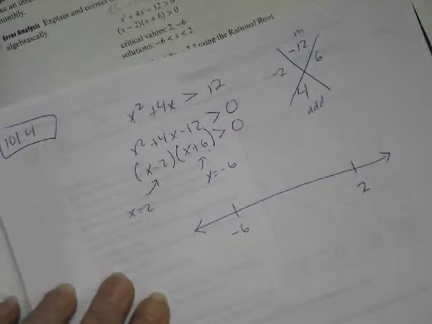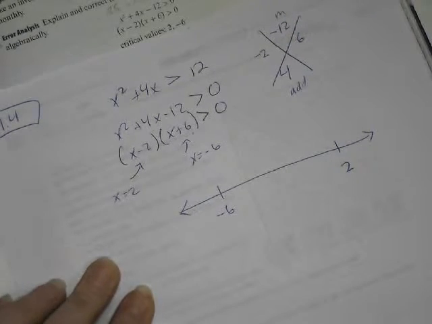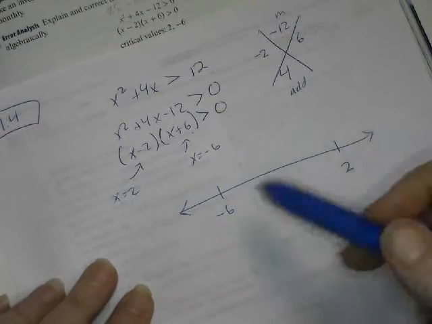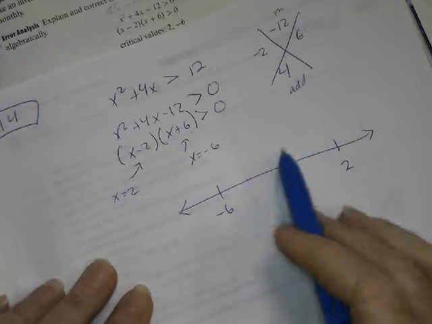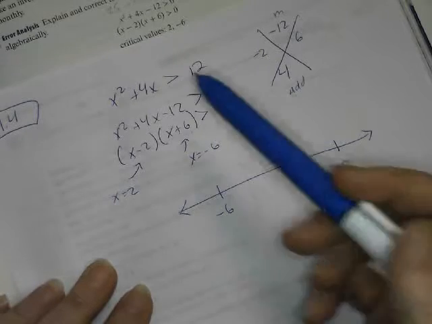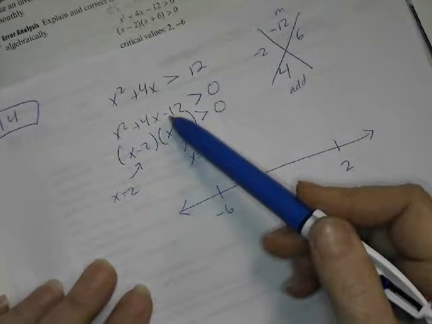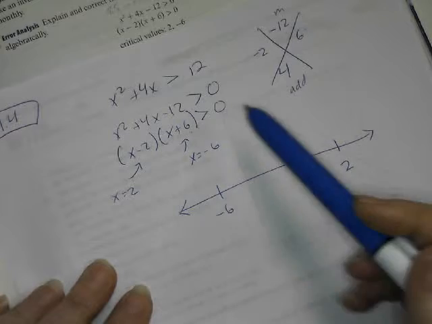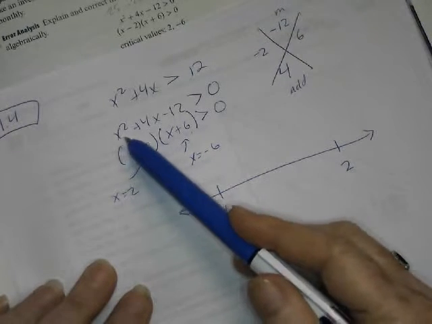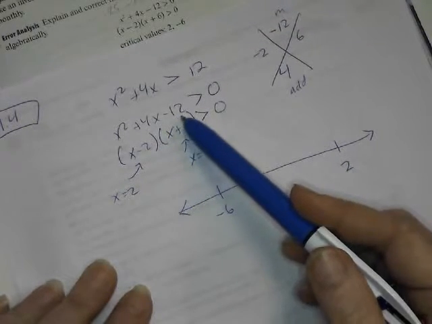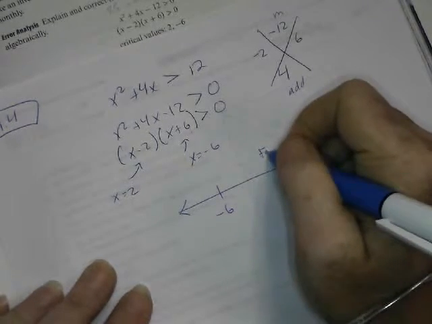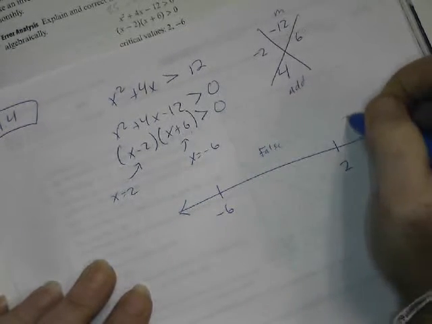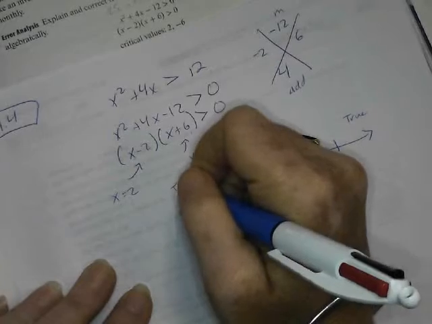And what we try to do on these is we try to find a true or false. I write T's and F's for true or false. So let's pick a number maybe in between them. 0 is a nice easy number to pick. So let's just stick 0 in maybe right here and see if it makes it true or false. 0 squared is 0 plus 0. Is negative 12 greater than 0? Is that a true or false statement? False.